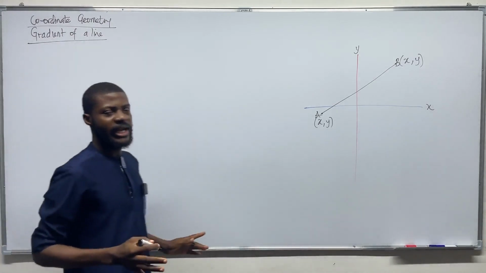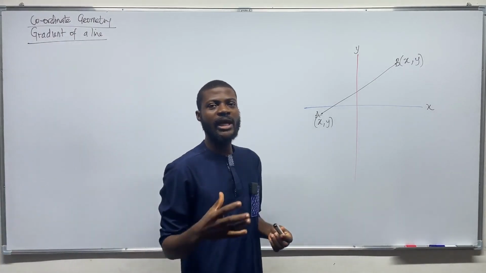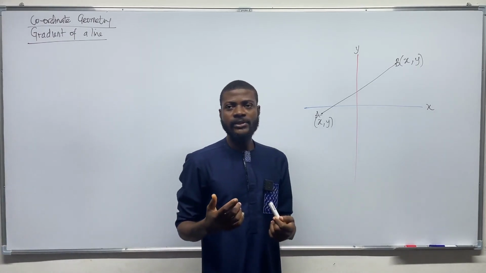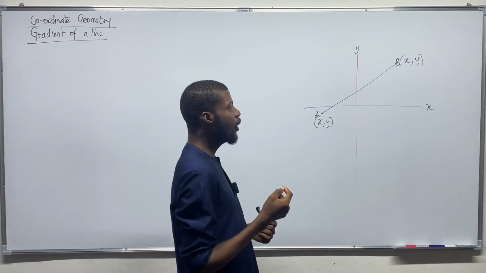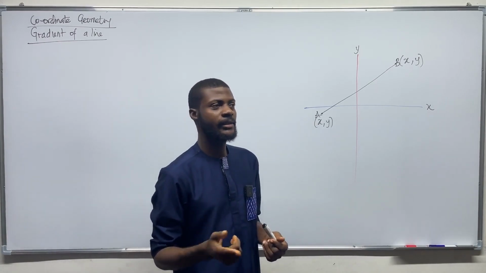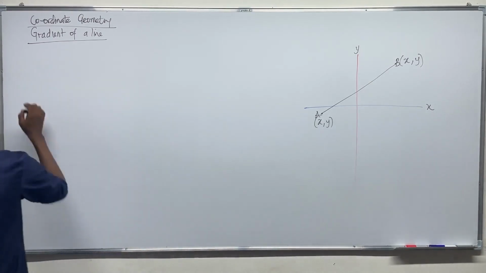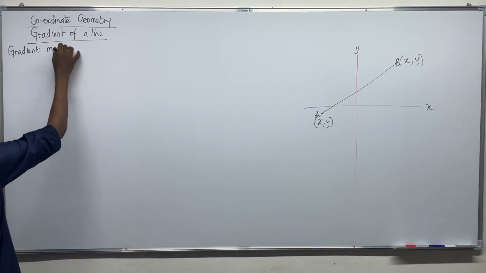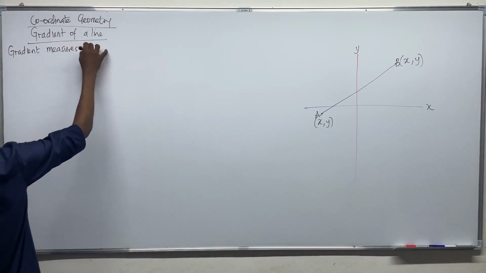Now, what is gradient of a line? Take note, another name for gradient of a line is slope. So, slope or gradient is the tendency to fall when climbing a line. Please take note, by textbook definition, gradient measures the steepness of a line.